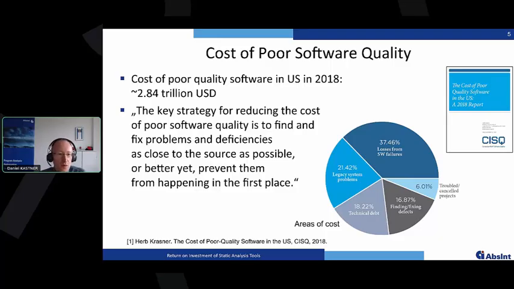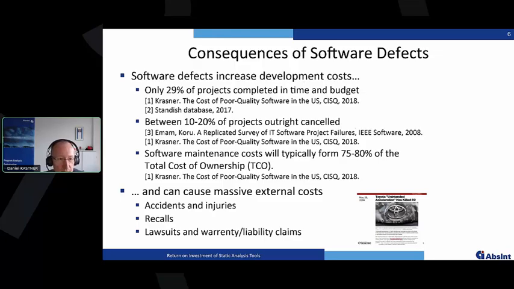One of the conclusions is that if you want to reduce this cost, the idea is to find and fix problems as early as possible. Then of course they drill down a bit, so they divide the losses into certain areas. One is just direct losses, one is the cost of finding or fixing defects, and so on. There are more studies in this field as well, but here are some more numbers on this slide, which relate to the slide before.